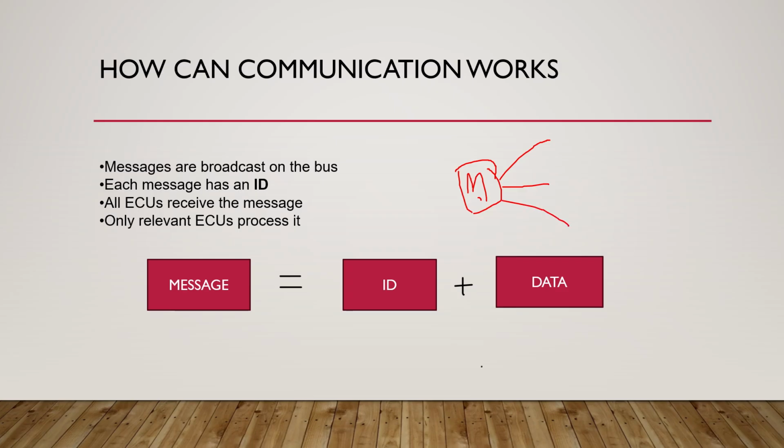ECU 1, ECU 2, ECU 3. But only the ECU that needs that message will use it. If the second ECU wants to use it, then only ECU 2 takes it, and the others will just ignore it. It's like if we send a message in a WhatsApp group, everyone will see it, but only the relevant people respond. That's how it works.